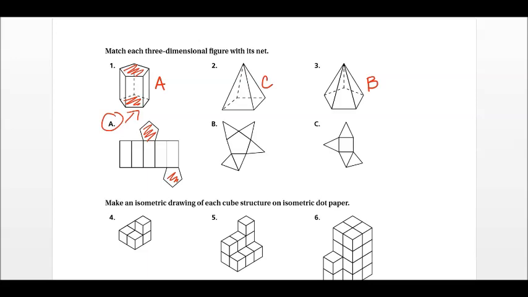B doesn't have any pentagons. It has a square. This is a pyramid, by the way, a square pyramid. So that one has the square. It's C. B is number 3. We have a pentagon, but it's a pentagonal pyramid. You can see you only have one pentagon. So B is that one.